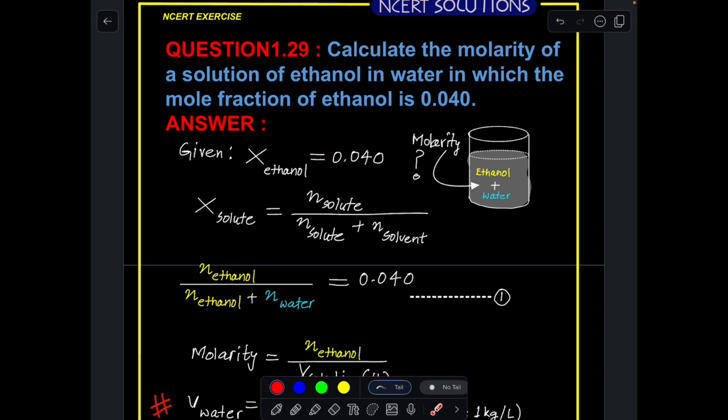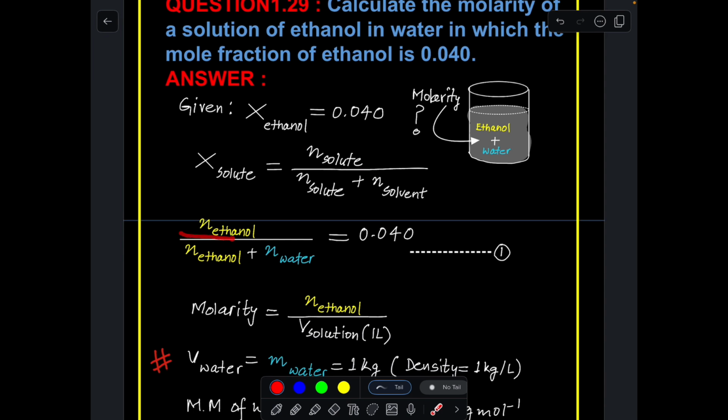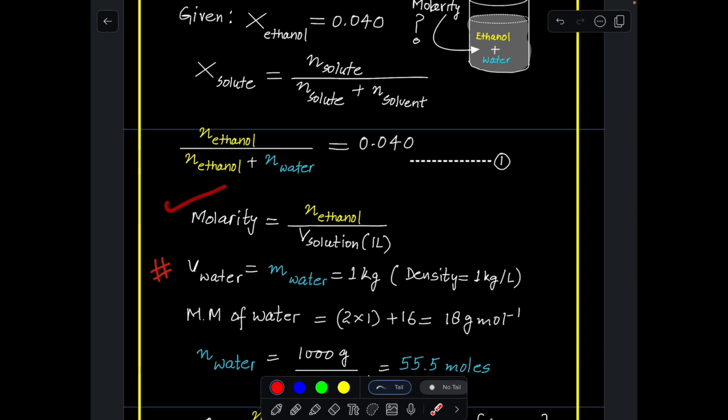Now we know that mole fraction we can write as number of moles of solute divided by the total number of moles. So here number of moles of ethanol, that is our solute, divided by total number of moles will be equal to the mole fraction value given to you in the question. So suppose this is our first equation, and we know that molarity is equal to number of moles of solute divided by the volume of solution in liters.